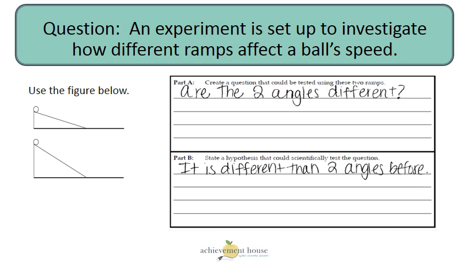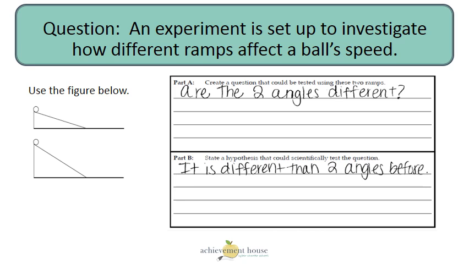This student answered Part A, create a question that could be tested using these two ramps. This student's question is, are the two angles different? Well, that's not a question that could be tested. Part B, state a hypothesis that could scientifically test the above question, and his answer was, it is different than two angles before. Now, I'm not sure that's a hypothesis, and it's not testing the question from above.